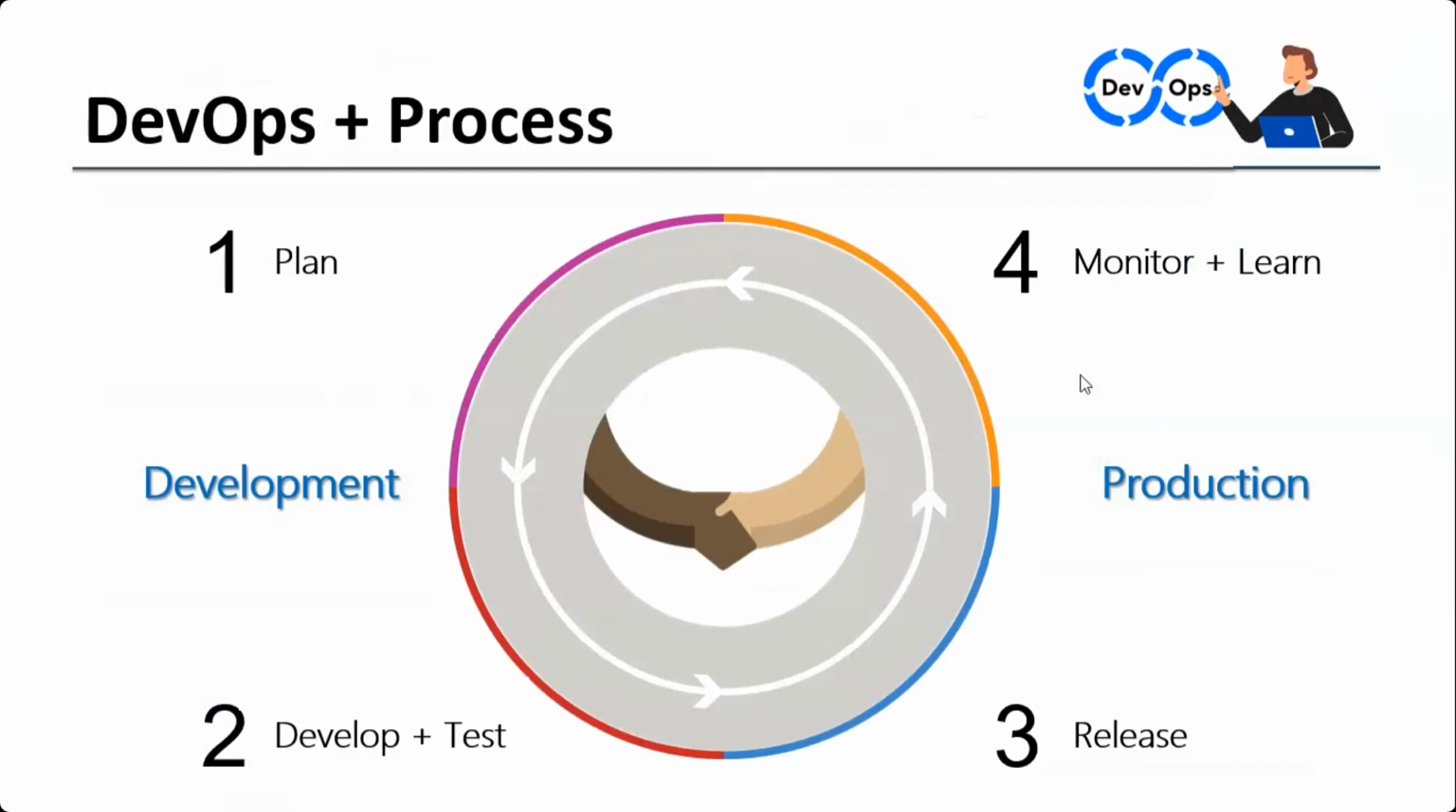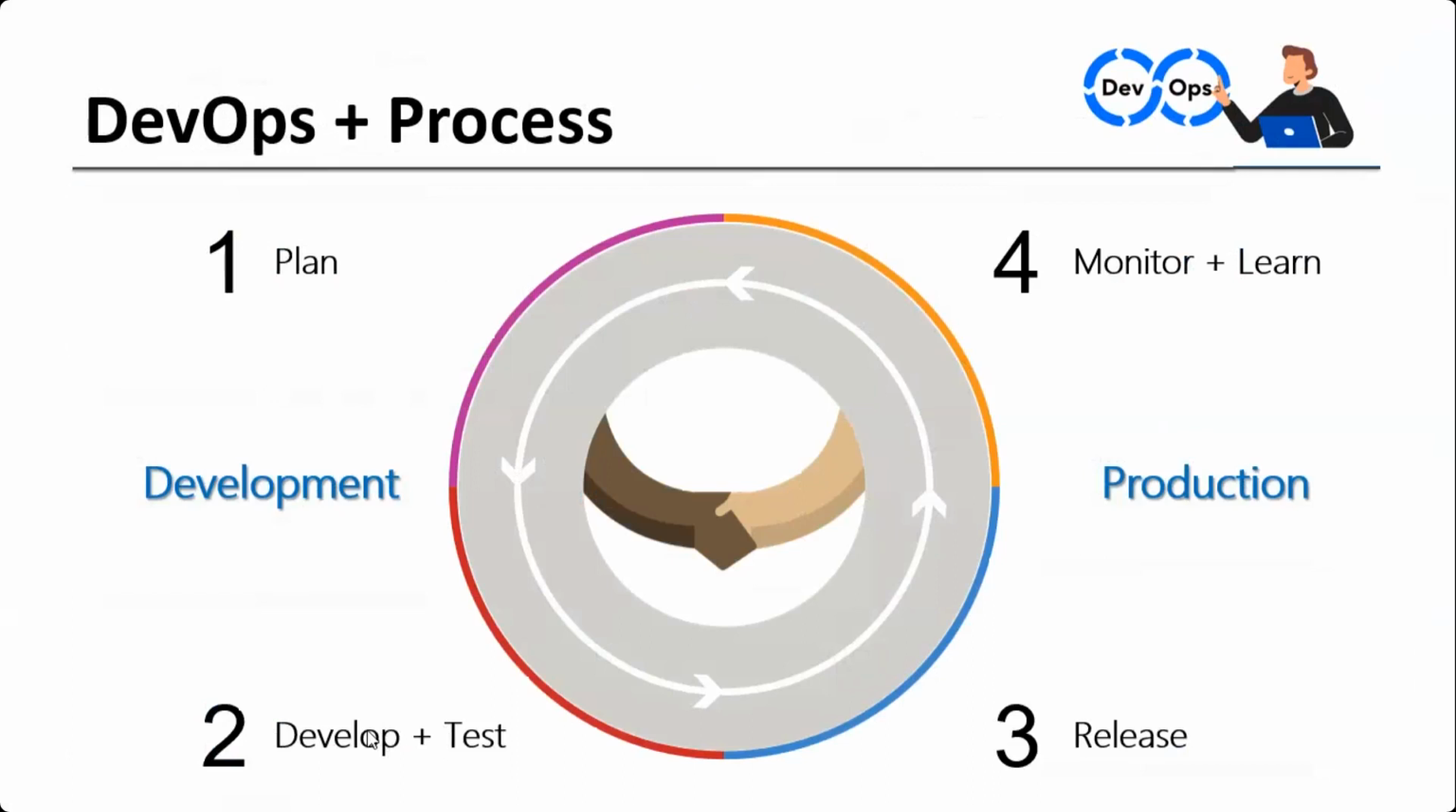Okay? So planning involves defining the project goals, requirements and strategies. During this stage, the team outlines what needs to be developed, sets the timeline and allocates the resources. Effective planning ensures that all the team members are aligned and have a clear understanding of the project objectives.